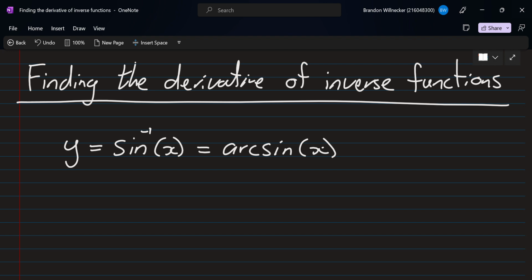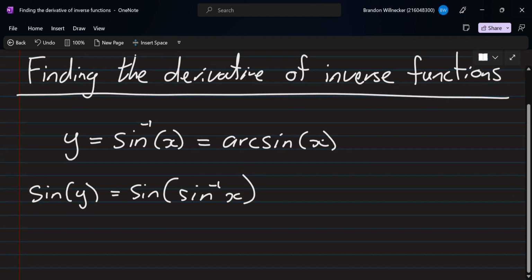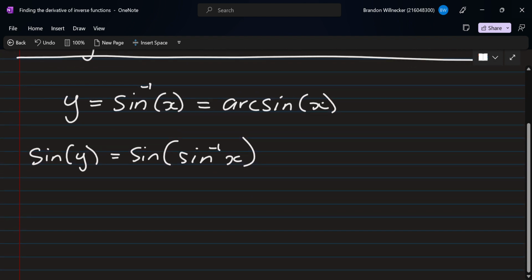So simplifying what we've got, we have the sine of y is the sine of sine inverse of x. But like I said, the function and its inverse are going to cancel, and we're just left with x. Now, if you look at that for a little bit, you'll see that we now have an implicit equation. So y, that was a function of x, is now inside another function. So we need to use implicit differentiation in order to find y prime.